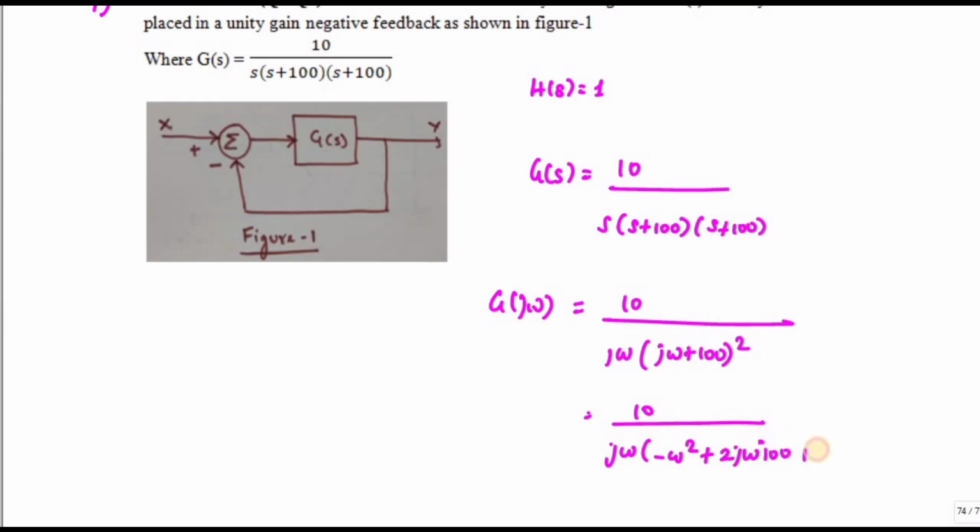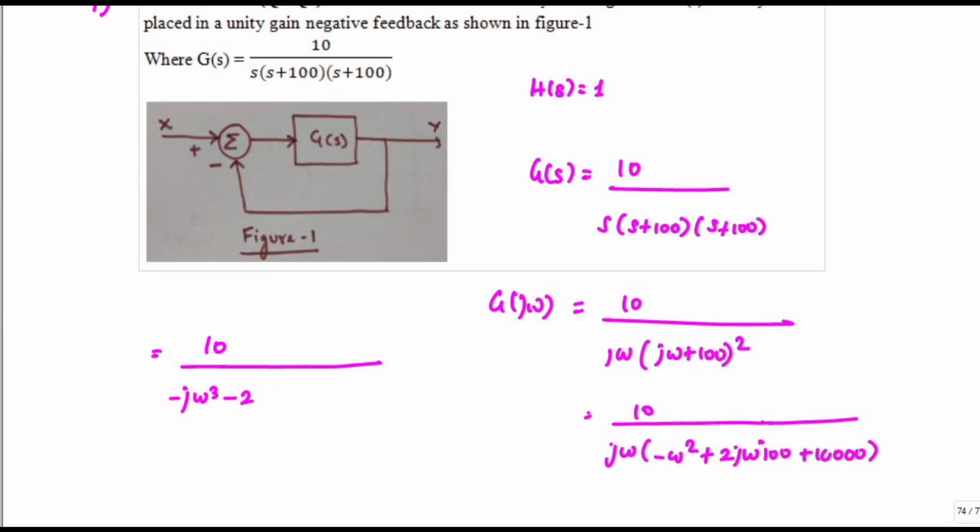Okay, so on solving you will get the answer like this: minus omega square plus 2j omega into 100 plus 10,000. Okay, so for g of j omega, if you equate the imaginary term to 0, you will get the answer for omega pc.